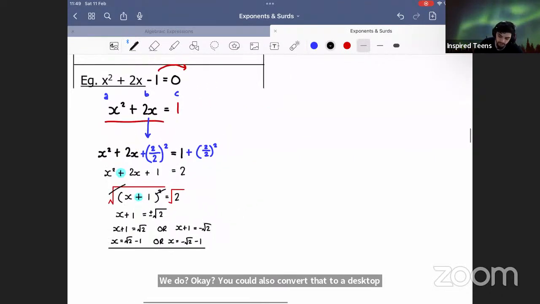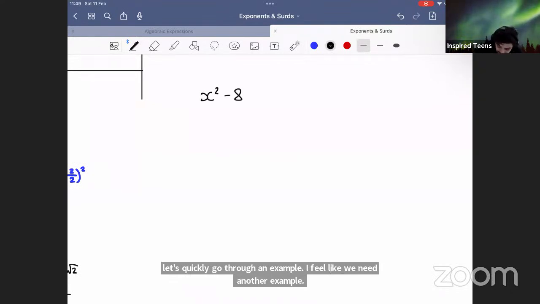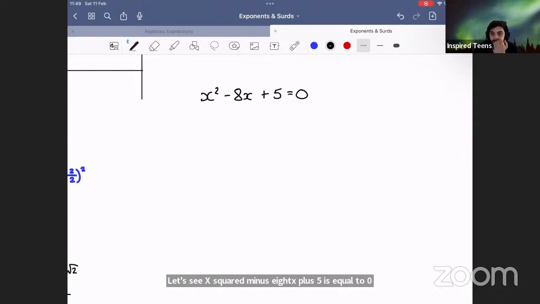Okay, let's quickly go through one example. I feel like we need another example. Let's see, x squared minus 8x plus 5 is equal to 0. Do another example that if you divide by 2 isn't equal to 1. Okay, that should be this example here.